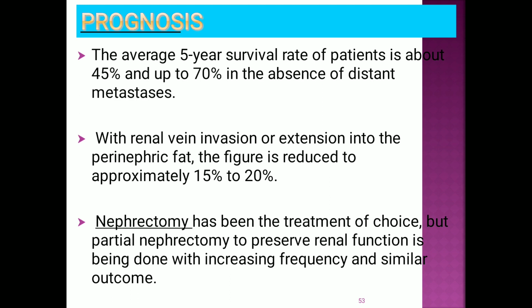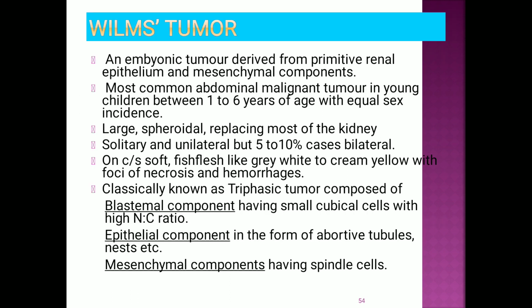Prognosis. The average 5-year survival rate of patients is about 45%, up to 70% in the absence of distant mets. With renal vein invasion or extension into perinephric fat, the figure is reduced to approximately 15 to 20%. Nephrectomy has been the treatment of choice, but partial nephrectomy to preserve renal function is being done with increasing frequency and similar outcome.